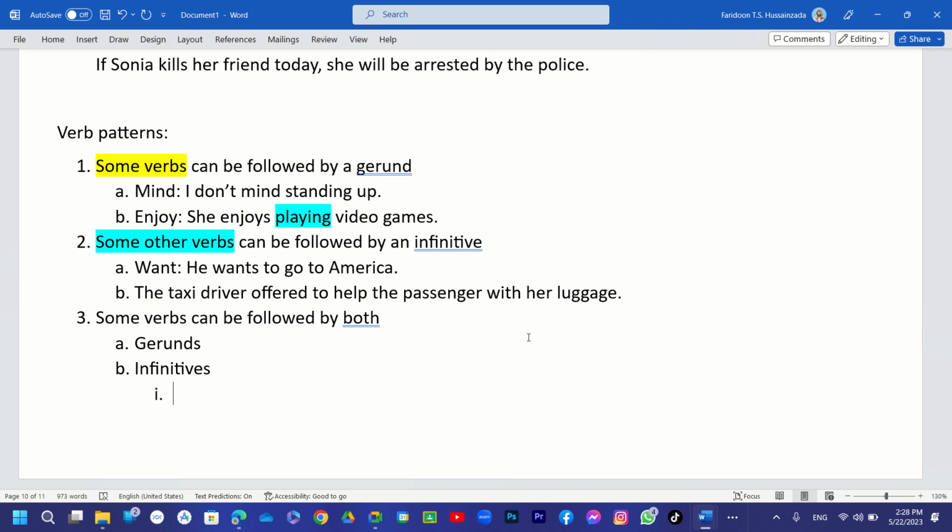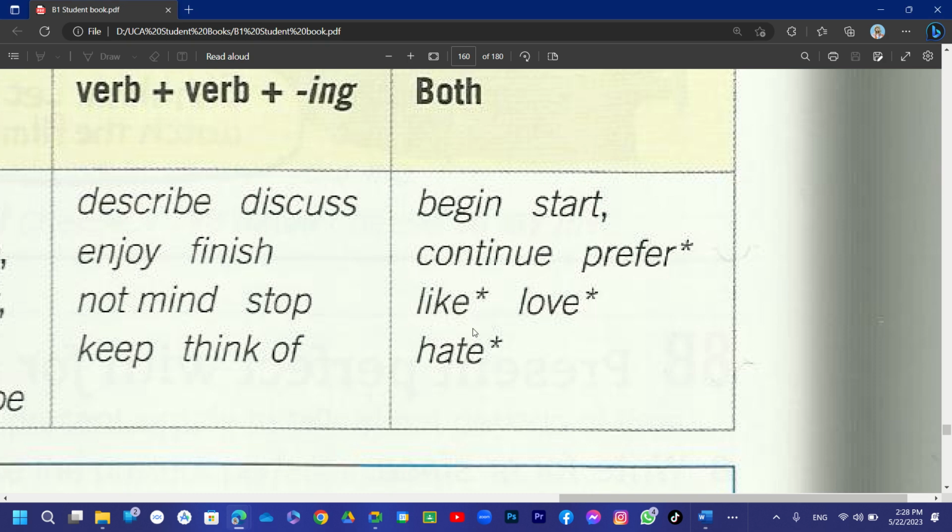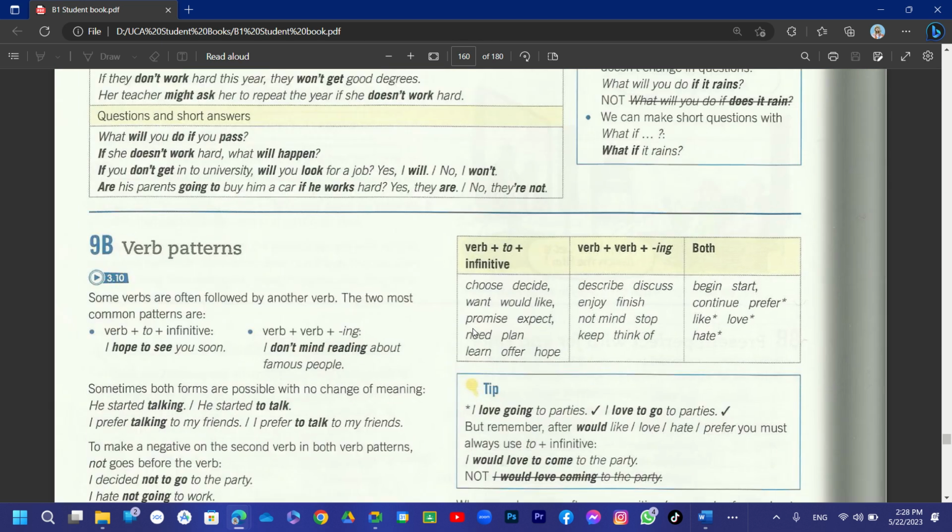For the gerund ones, for example, you can say, I love eating chocolate. And for the infinitive one, you can say, I love to eat chocolate. Okay, so that's how you can say it with literally not a lot of changes in them. Okay, so that's very, very good.